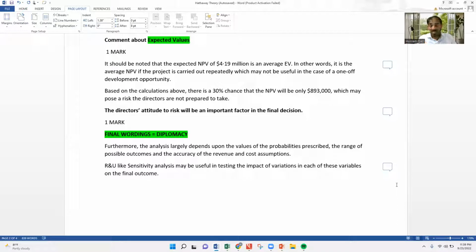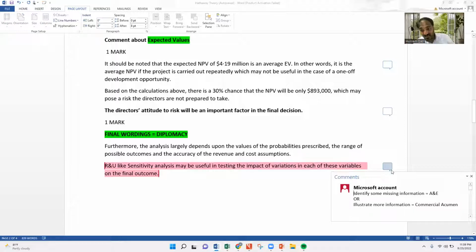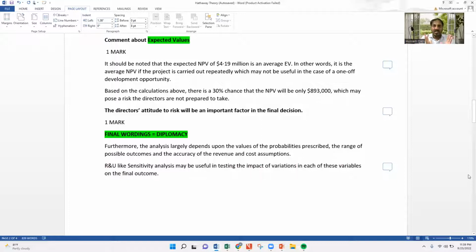You have to incorporate, or you have to consider, more risk and uncertainty methods like sensitivity analysis. So this recommendation or diplomacy you are using, I can say this is commercial acumen that illustrates more information relevant to the case, or we can say analysis and evaluation, that's called identifying some missing information. So I've concluded the points accordingly.